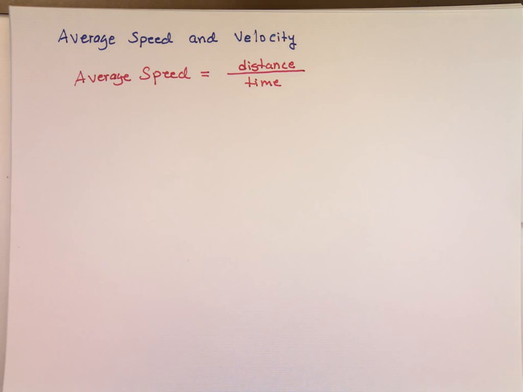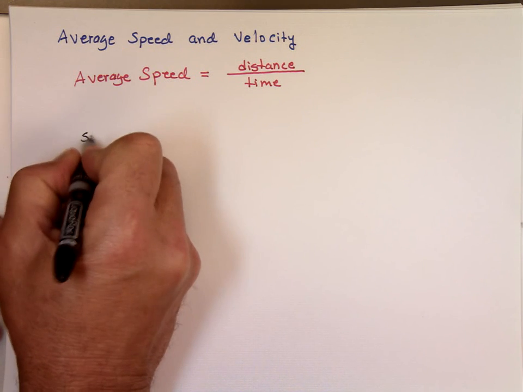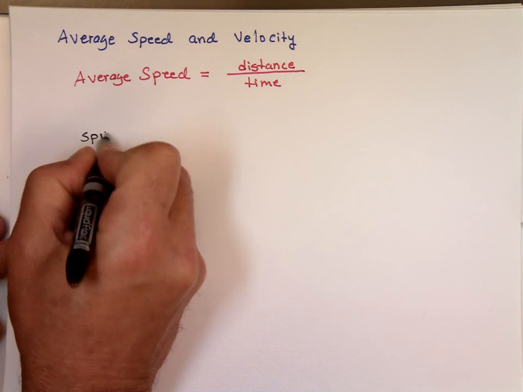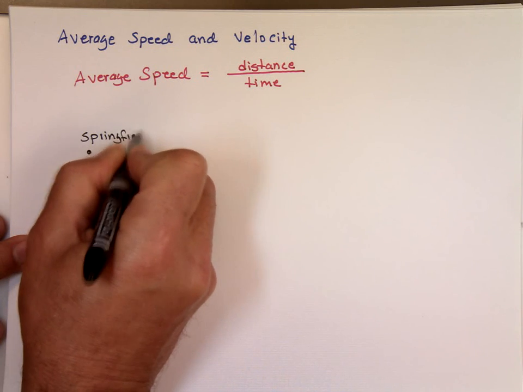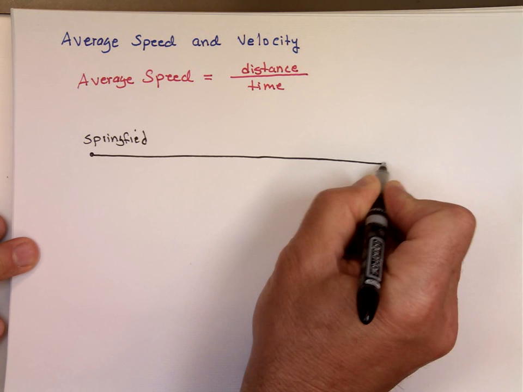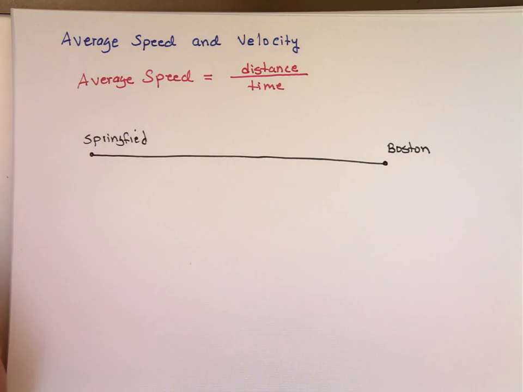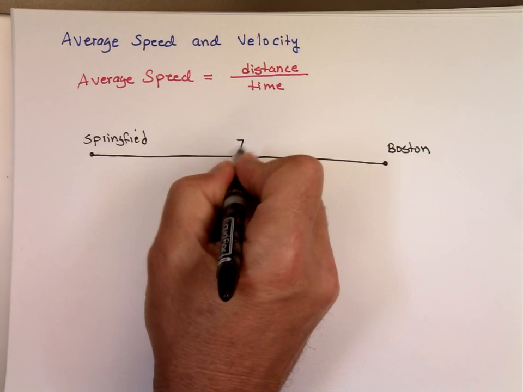So the average speed is the distance traveled divided by the time it took. You get in your car, Springfield here, and you drive all the way to Boston. The distance from Springfield to Boston is about 75 miles.